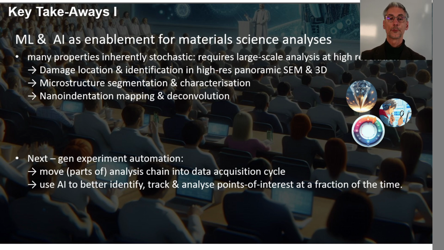sample. So we looked at damage localization and identification both in 2D and in 3D, and we looked at microstructure segmentation, characterization, and non-orientation mapping, deconvolution. And in all these cases, machine learning methods and AI can help us to make experiments better, faster, or enable them. And especially in the last point, the next-gen experiment automation, right? So we can move at least parts of the analysis chain into the acquisition cycle and into the microscope control software itself, so we can use AI methods to better identify, track, and analyze points of interest much faster than we could do this manually.